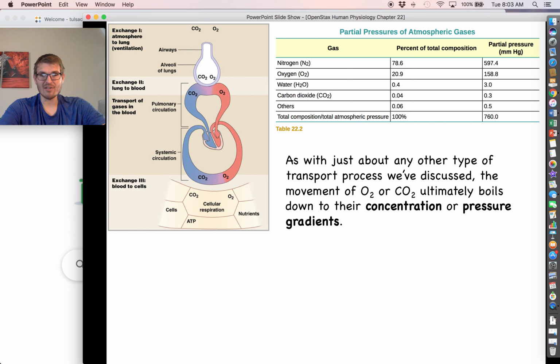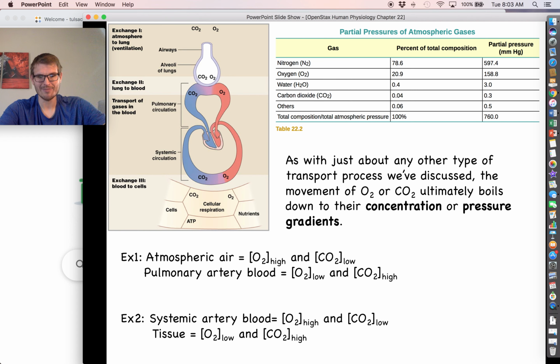And we've talked about the concept of concentration or pressure gradients that dictate the direction of oxygen and carbon dioxide movement, so we won't talk about that again. If you are still a little confused on this, you might look over this slide more carefully, maybe look at that review video again, but I'm going to move forward with the assumption that you're pretty good on this.